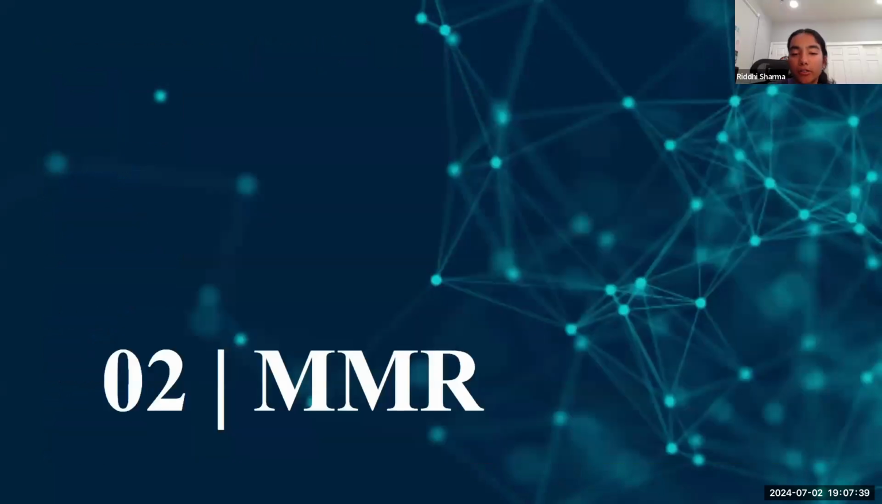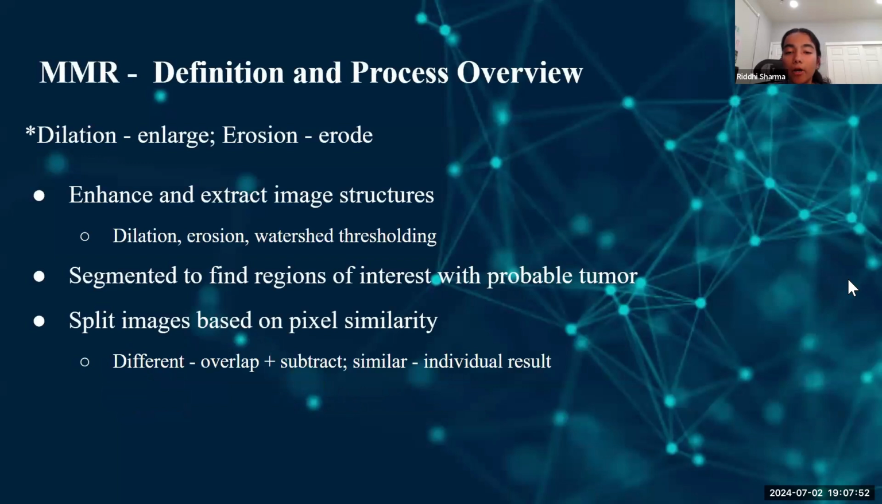The next step in our algorithm is a mathematical morphological reconstruction algorithm, or MMR. We have gotten results for the MMR with an accuracy rate of 92% through repetitive ratio testing. MMR enhances and extracts image structures by iteratively combining dilation, erosion, and watershed thresholding operations throughout its iterative process. Dilation enlarges regions in an image, whereas erosion erodes the boundaries of regions in an image.